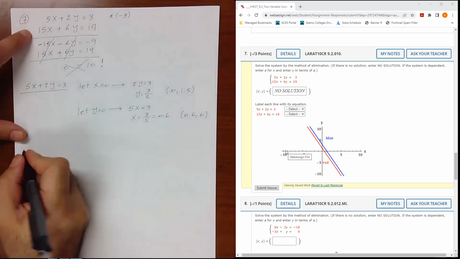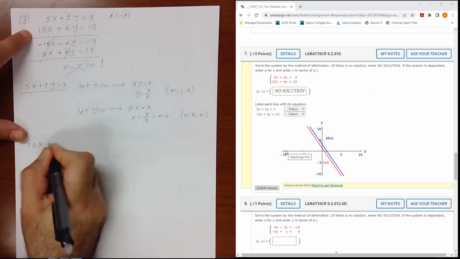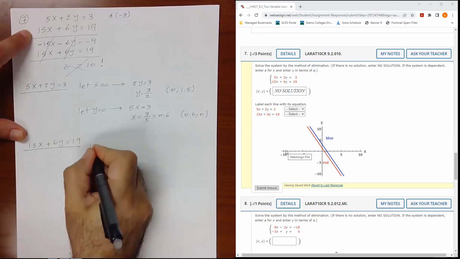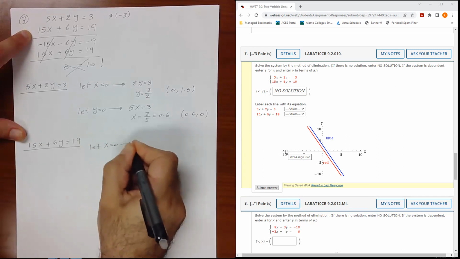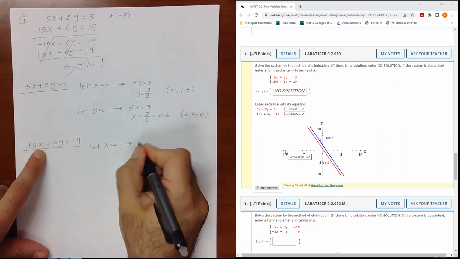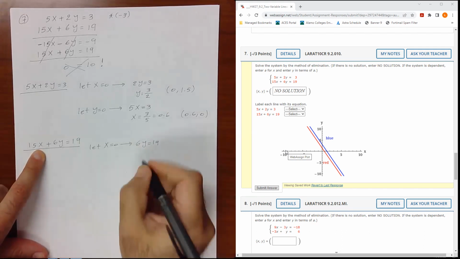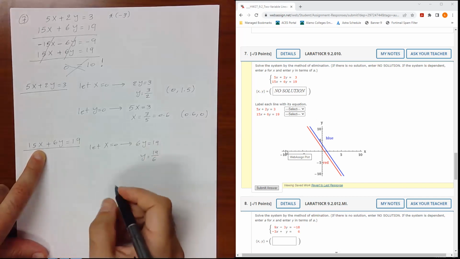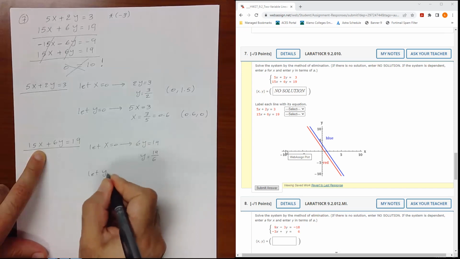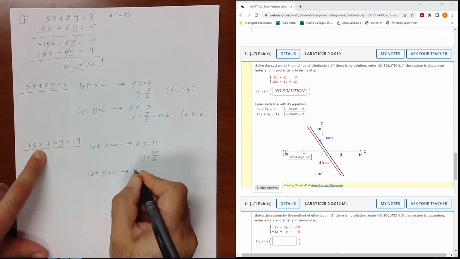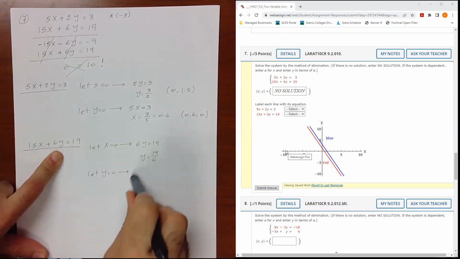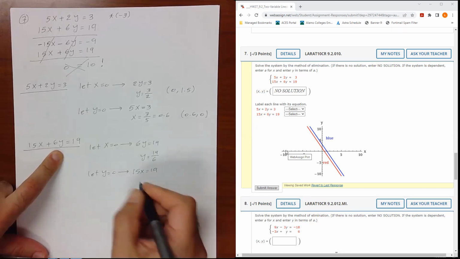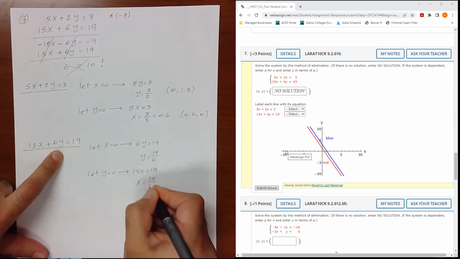Now the second one is 15x plus 6y equals 19. We're going to do the same thing. We're going to let x equal 0. That means 6y is going to be equal to 19. So y is going to be equal to 19 over 6. And we're going to let y equal 0. So 15x is going to be equal to 19. That means x is going to be equal to 19 over 15.